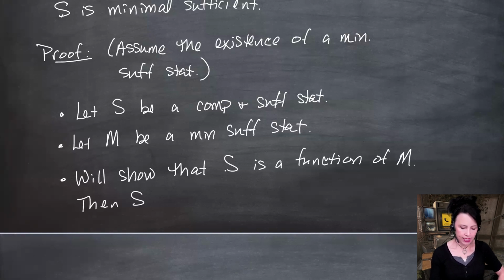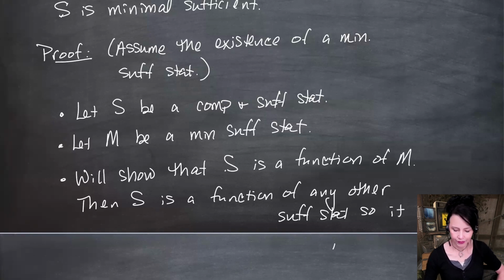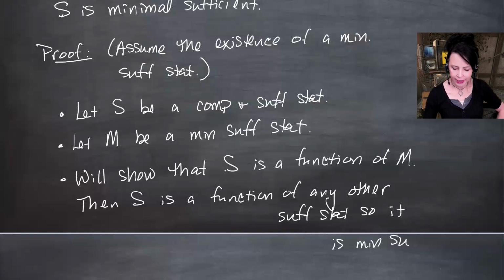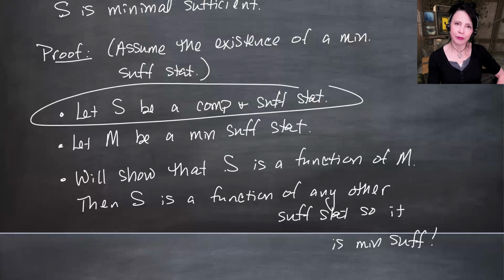So then S is a function of any other sufficient statistic. So it is minimally sufficient, which is what I'm trying to show. Again, we're trying to show that a complete and sufficient statistic is minimally sufficient if we assume the existence of a minimally sufficient statistic and show that S is a function of that minimally sufficient statistic. That minimally sufficient statistic is a function of every other sufficient statistic. So we've got that S is a function of every other sufficient statistic and is therefore minimally sufficient, and we're done.